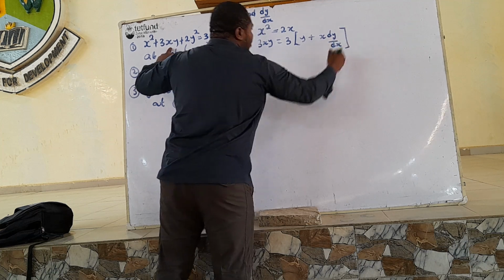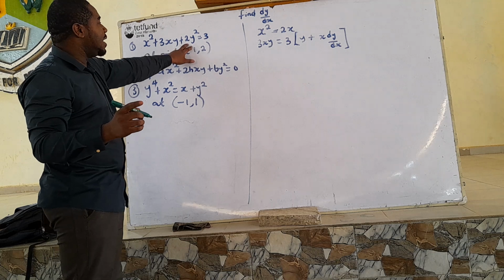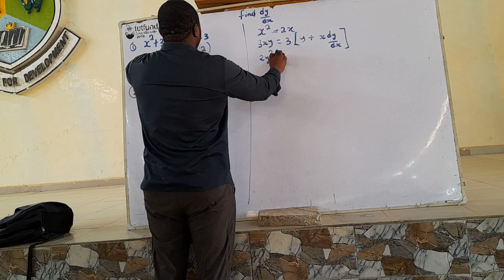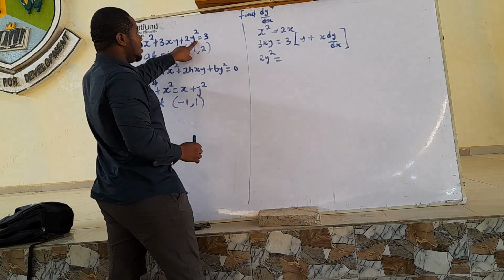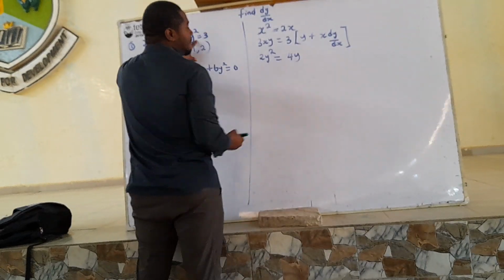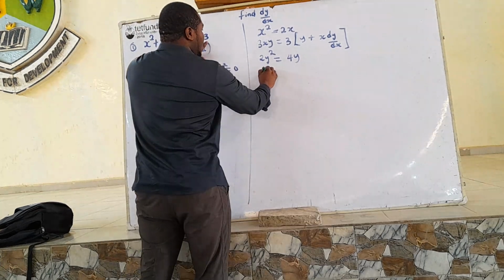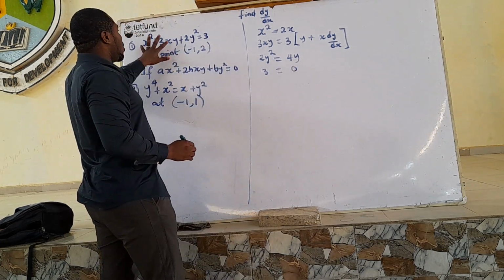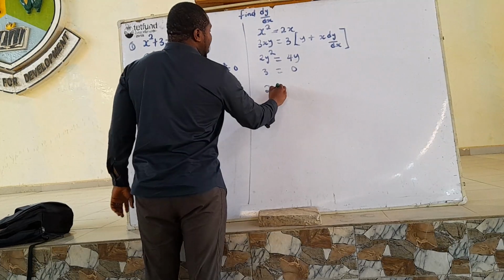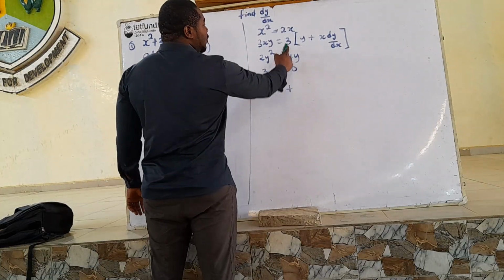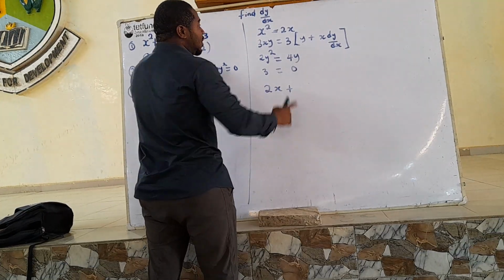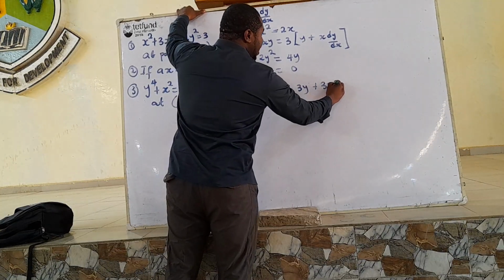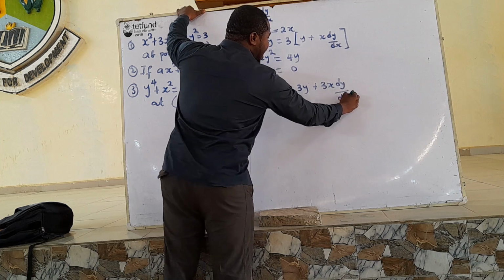Is that also fantastic? Lastly, we have this guy, 2y squared. If I want to differentiate 2y squared, what am I going to get? Fantastic. 4y dy/dx. If I differentiate 3, what will I get? 0. Fantastic. So all you have to do is to put them back. So you have 2x plus, if you like, you can multiply out. Let's multiply out. We have 3y plus 3x dy upon dx.